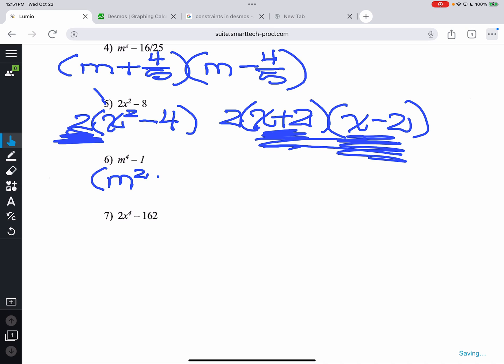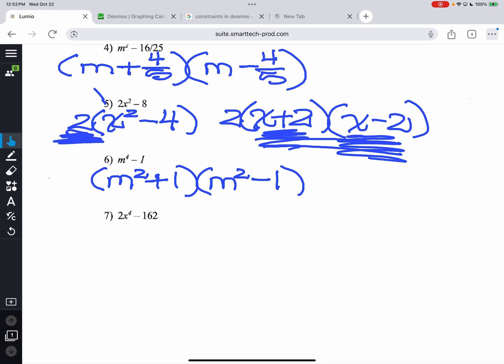Plus 1. And then m squared minus 1. Does anybody see anything interesting about the second binomial? It's a perfect square again. So you have to keep breaking it down. M squared plus 1, we've already seen that even if they're perfect squares, if it's addition, you don't change it. But you also don't leave it behind. So it's going to be part of your answer.